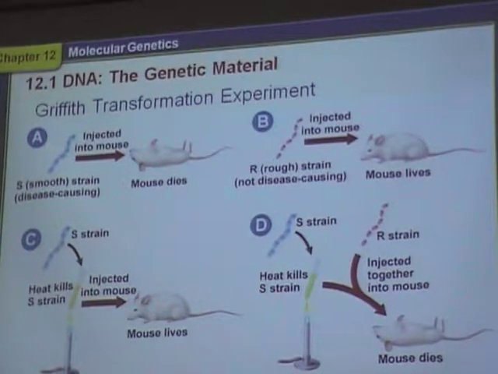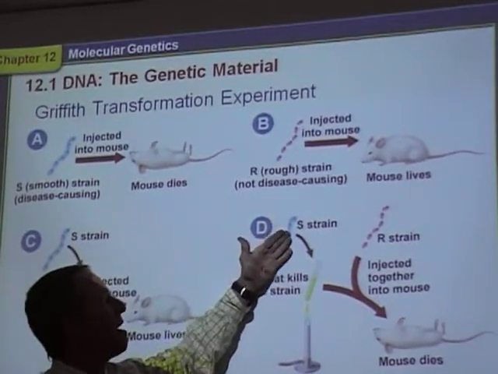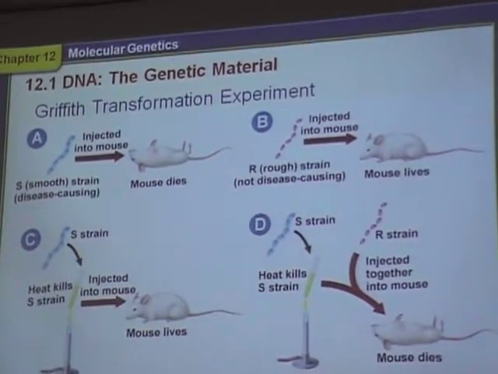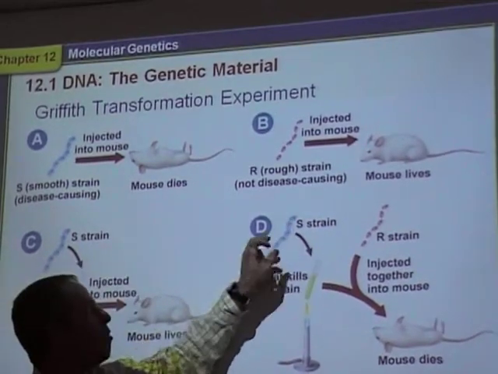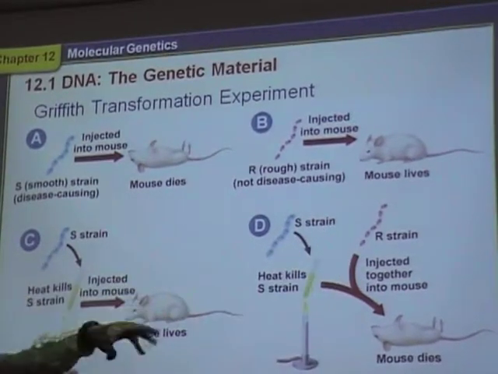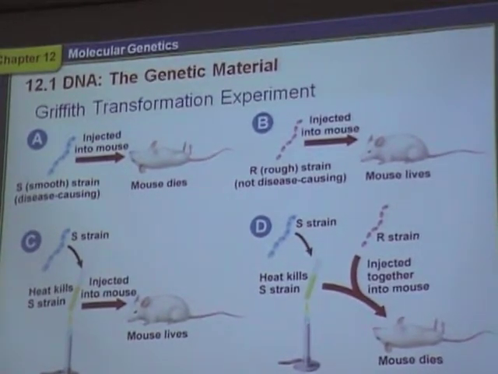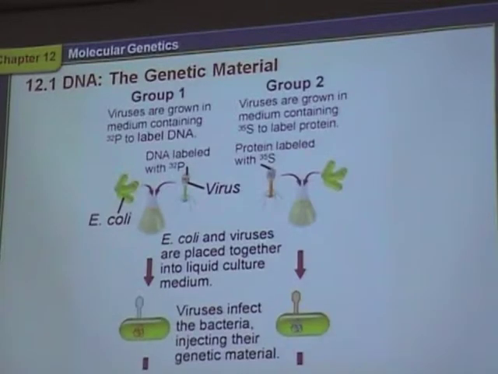Later, scientists investigating this found that the substance that the R strain bacteria were absorbing from the S strain bacteria was DNA. They found the R strain bacteria would pull DNA out of the bodies of the dead S strain bacteria and use that information to make these smooth outer coats. That was a major experiment done back in the 30s that helped show that there was some information material that was being transformed from one bacteria to another.